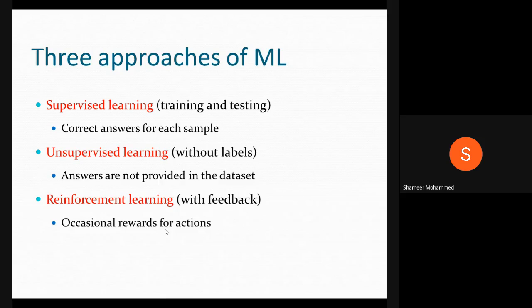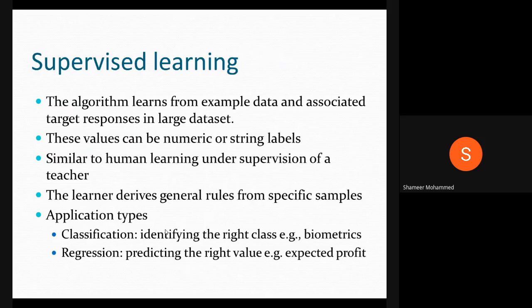So you design the algorithm in such a way that it will analyze your data, filter your data, then clean your data, and then you can take the result and make a decision. Okay. So what is supervised learning? What I discussed is given to you here. It's an algorithm learning, for example, data and associated target response in large data sets. Large data sets like bank or real estate or stock brokerage. Many examples are there.